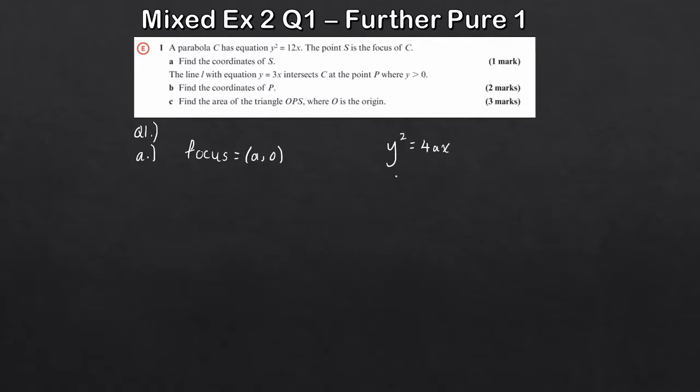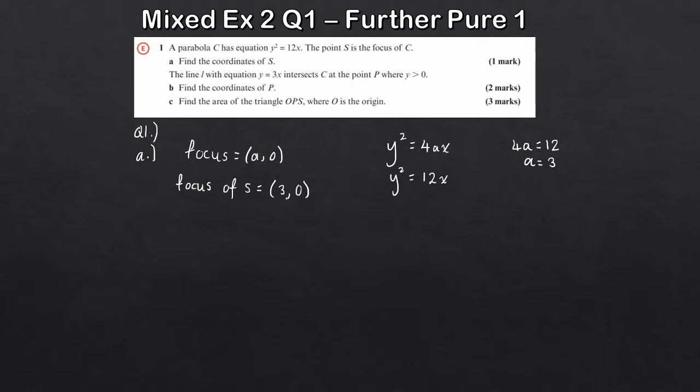But notice our equation is y squared is equal to 12x. So 4a is equal to 12, so what must a be? Well, a clearly has to be 3, right? 4a is equal to 12, so a is 12 over 4, giving us 3. So in our case, the coordinates of the focus S are just going to simply be (3, 0). A nice easy 1 marker to get us started there, a bit of a warm up.